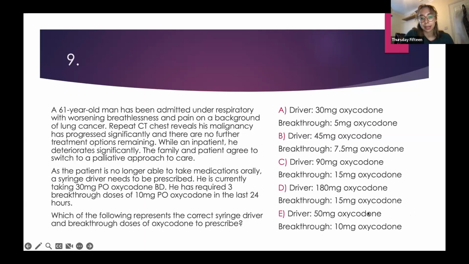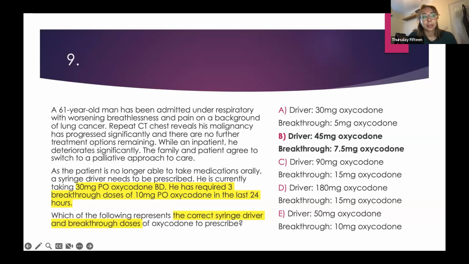So, a bit mixed. People have gone for A, B, and C. No one's interested in D and E, which is good because they're wrong. But the correct answer is B. So the reason for that is this man is taking 30 milligrams of oxycodone twice a day. So regularly he's taking 60 milligrams of oxycodone a day. He's also taken 30 milligrams of oxycodone PRN. So his total dose in 24 hours is 90 milligrams.